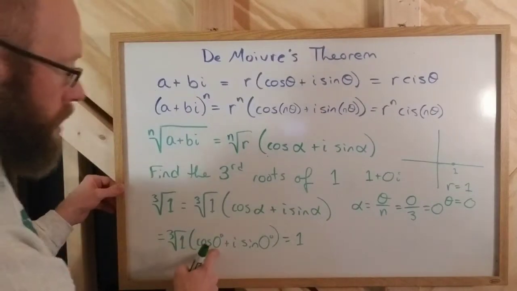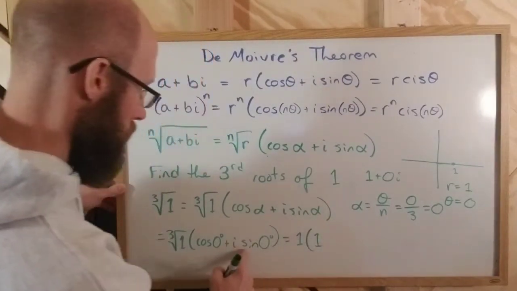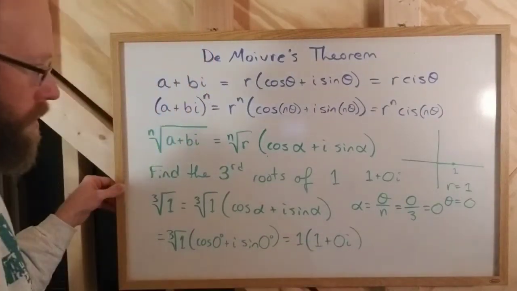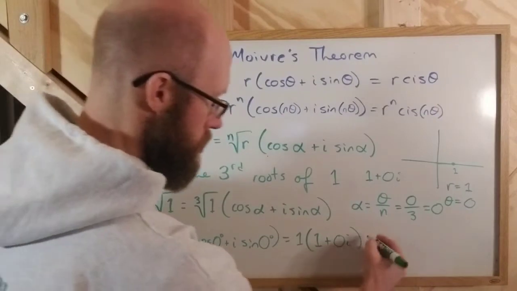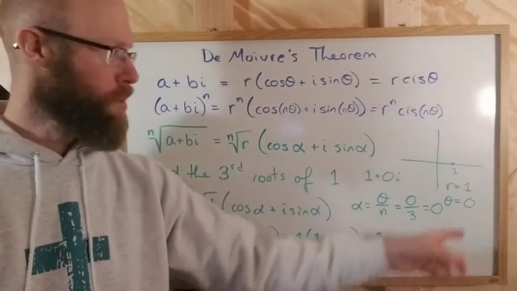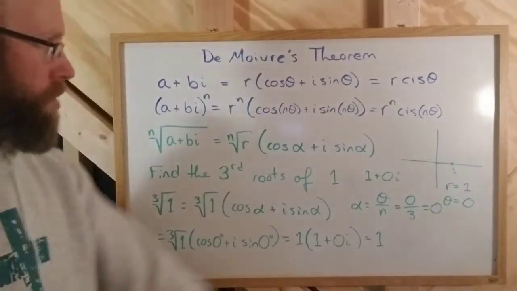Those calculations are pretty simple because we know the cube root of 1 is 1. We know the cosine of 0 is 1 as well, and the sine of 0 is 0. And so 1 times 1 plus 0 is 1. So the first root is just 1, which we already knew, right? That's the real number value. So let's look at the other two.